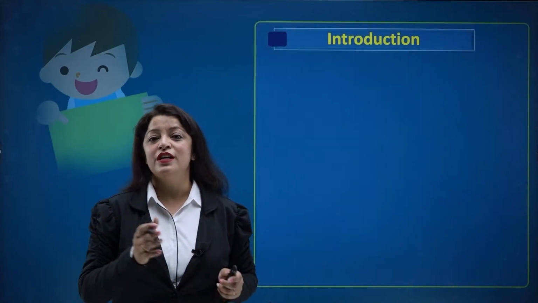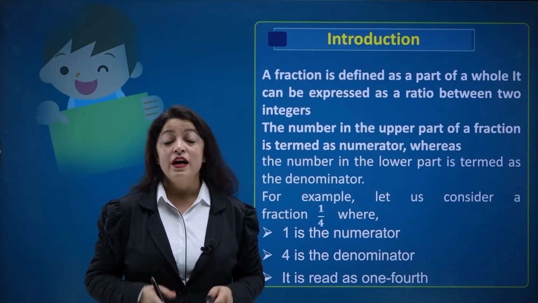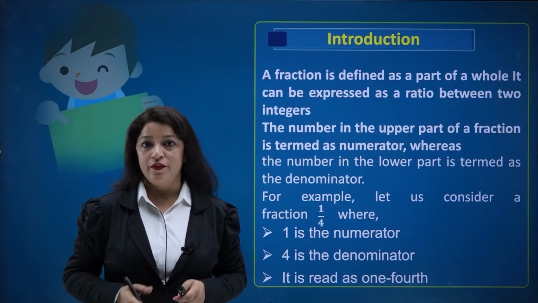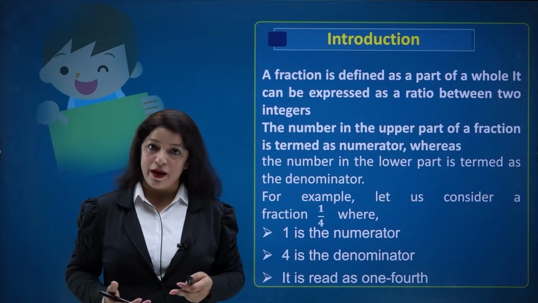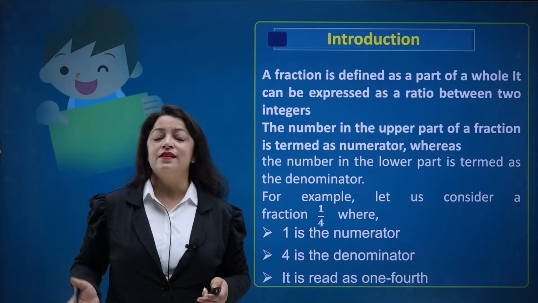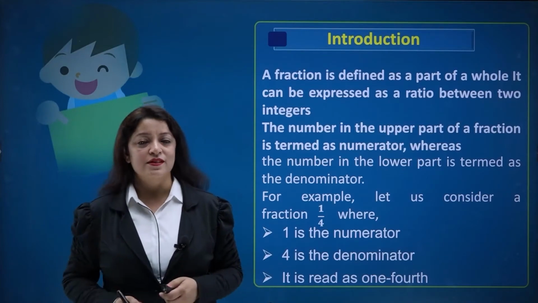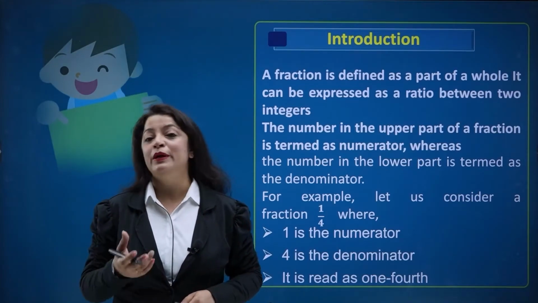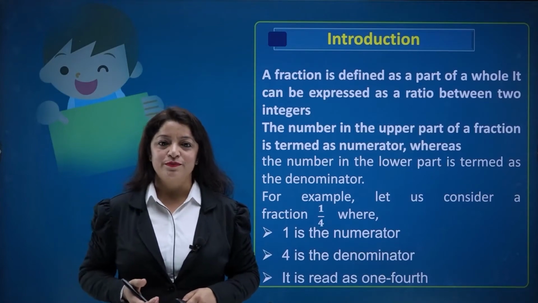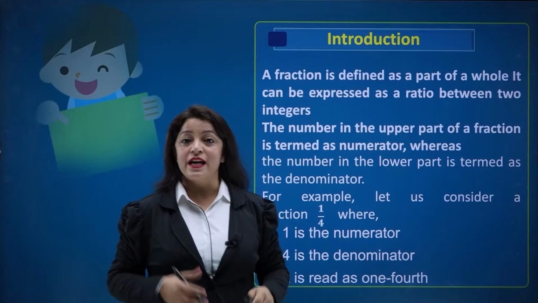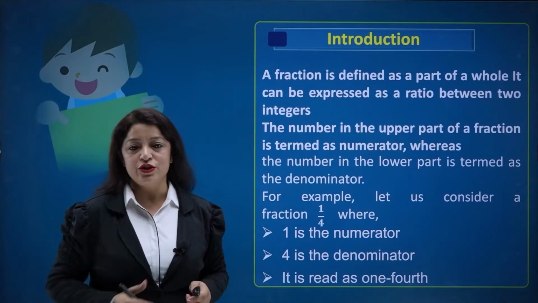To begin with, what are fractions? A fraction is basically defined as a part of a whole thing, right? Now a whole thing in what manner? If a complete thing is given to you and you divide that thing equally into various parts, then each part of it will be called a fraction of it. Okay, and you already know this. It can also be expressed as a ratio of two integers.